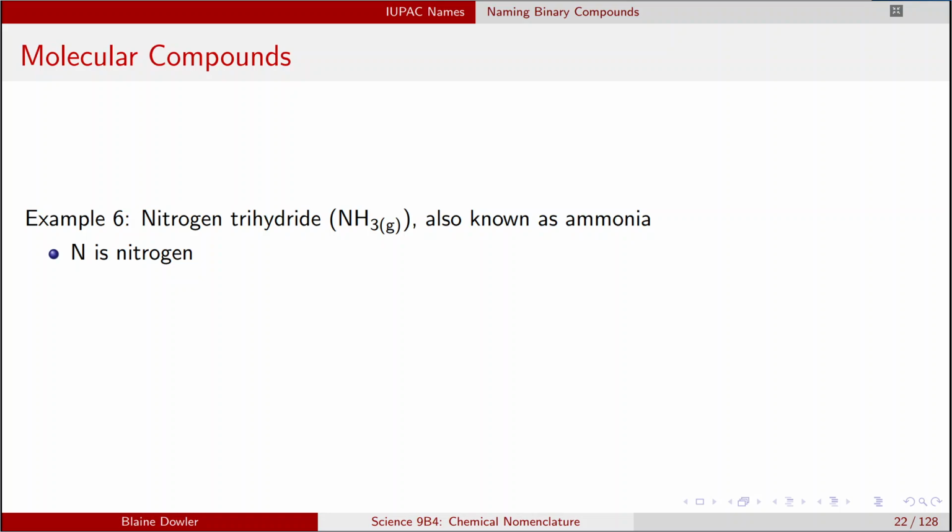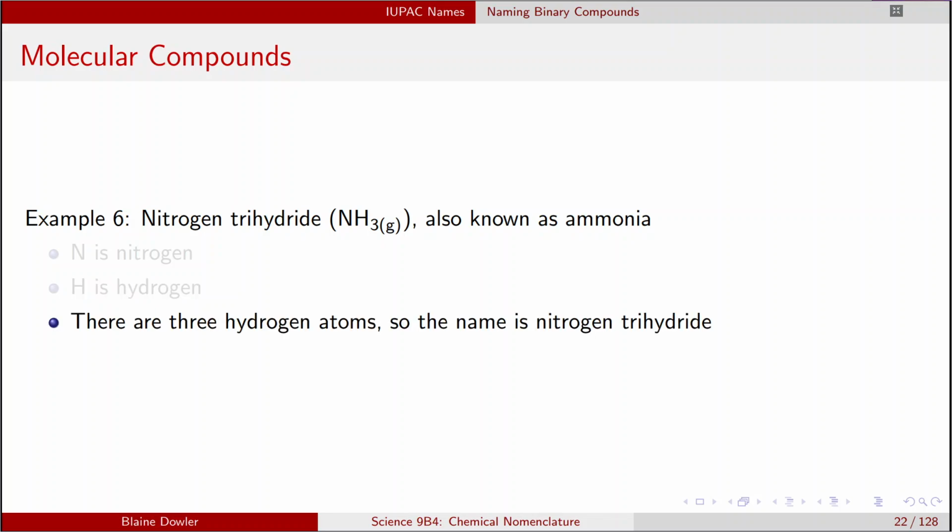Nitrogen trihydride. Well, we have nitrogen and hydrogen. The tri tells us there's 3. This is ammonia. So N is nitrogen, H is hydrogen. There are 3 hydrogen atoms, so we use the prefix tri. We end hydrogen with "ide," so we have nitrogen trihydride.